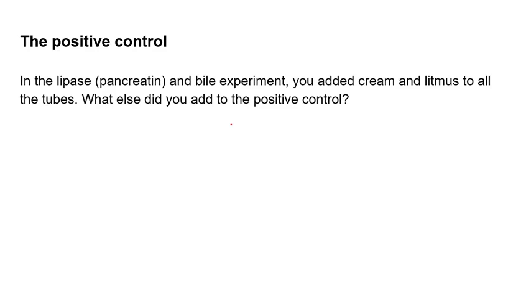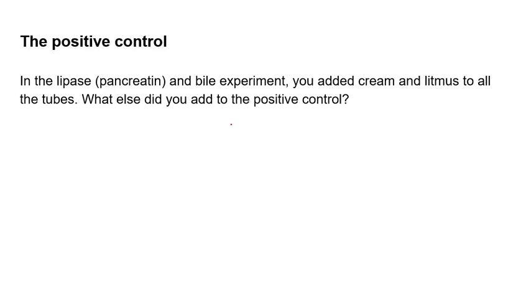Okay, so another question related to fat digestion, but this one is asking about the positive control. In the lipase and bile experiment, you added cream and litmus to all the tubes. What else did you add to the positive control? Just remember that the positive control of an experiment is a setup that is known to produce a positive effect. We expect to see the positive effect or positive outcome.